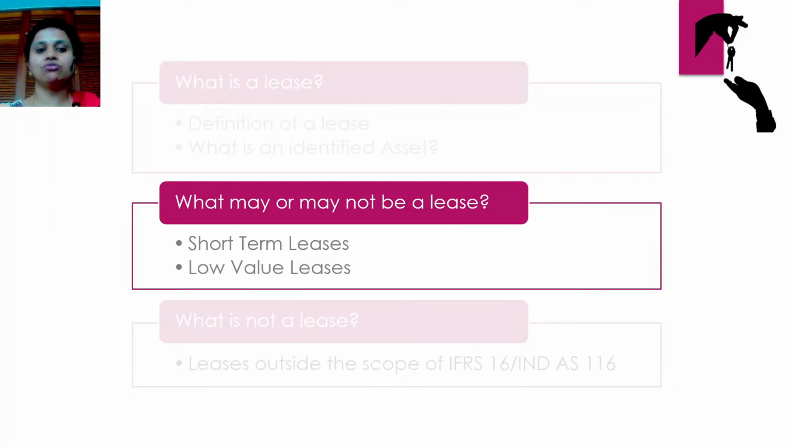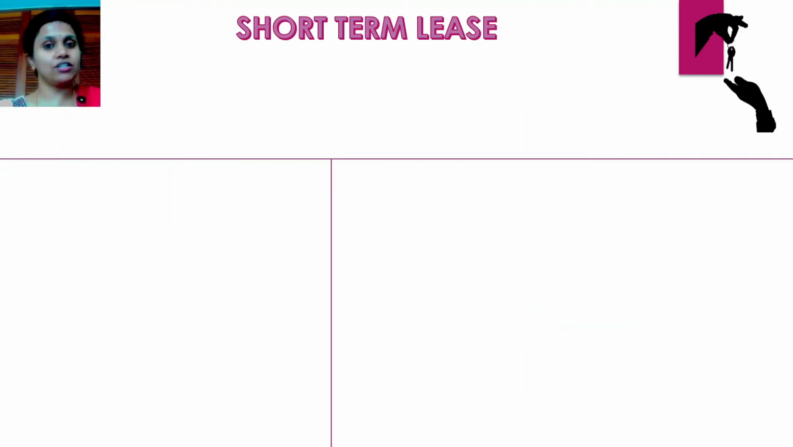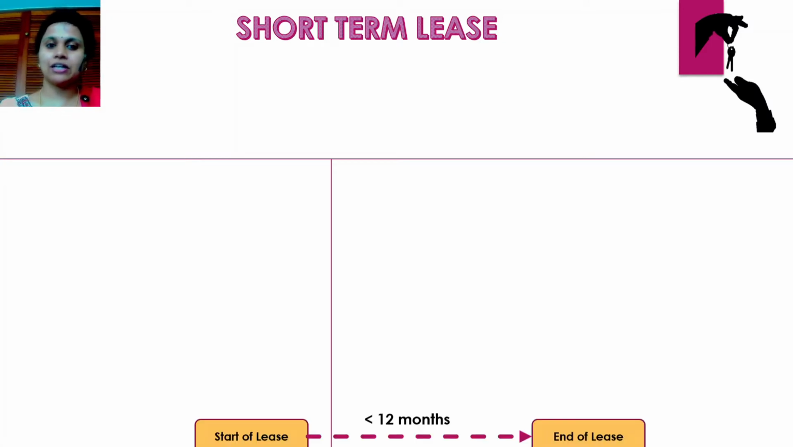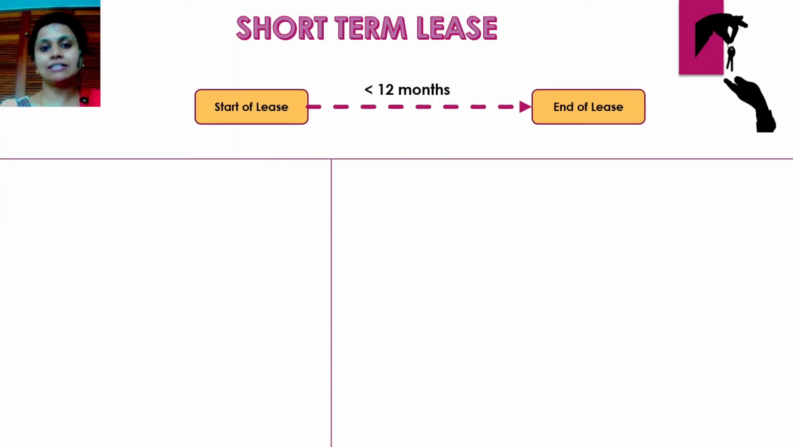Now let's go into the topic of short-term leases and low-value leases. Now these are leases where the lessee can decide whether or not to apply IFRS 16. First is a short-term lease, as the name suggests, where the lease term is very short. So it is a lease where the lease term is less than 12 months. Now, the only point to note here is that the date of start of lease will be the date of commencement and not the date of inception.